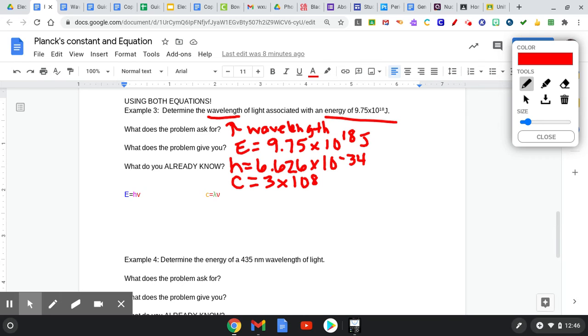I cannot solve for this one yet because even though I know C, I don't know this and I don't know this. So if I have two variables I don't know, I cannot solve for that equation yet. Now let's look at our other equation. I do know E. I do know H. I don't know V. So I can use this equation. So we're going to do this one first.